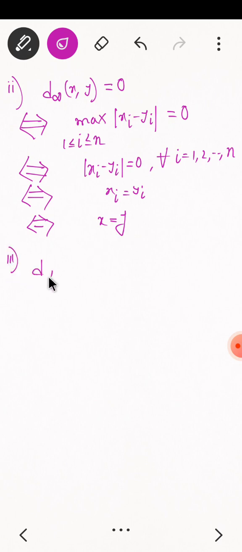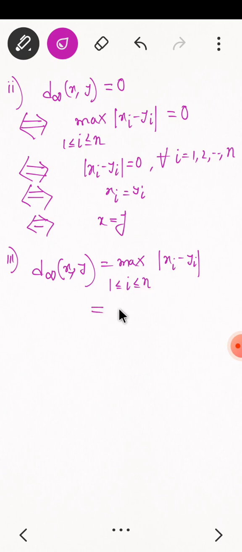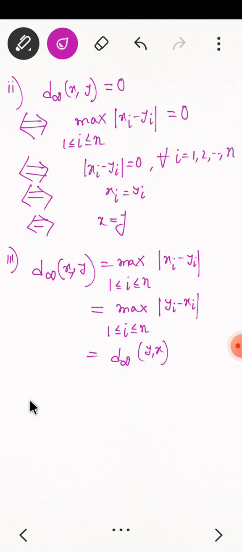Third condition is d infinity of x y, that is equal to the maximum of mod of xi minus yi, 1 less equal to i less equal to n. That is equal to the maximum of mod of xi minus yi. This is the same as mod of yi minus xi, 1 less equal to i less equal to n. So this is d infinity of y x.